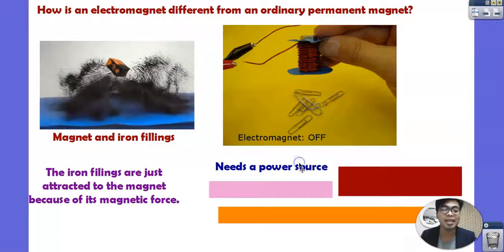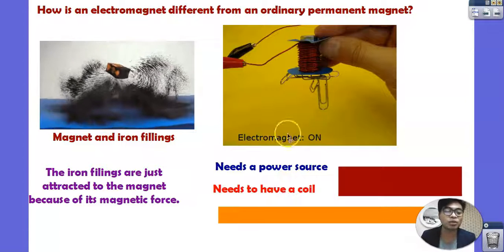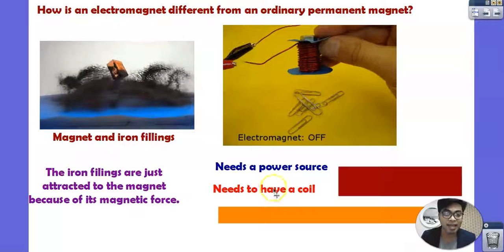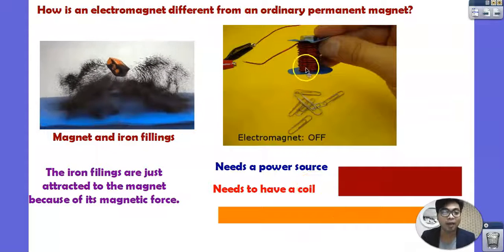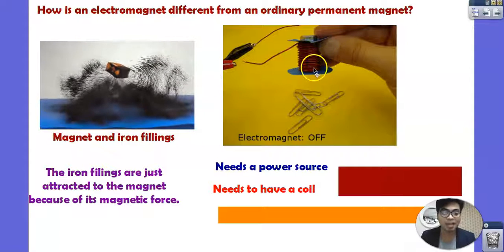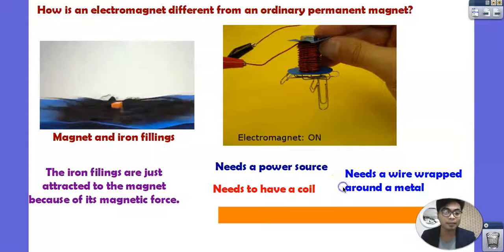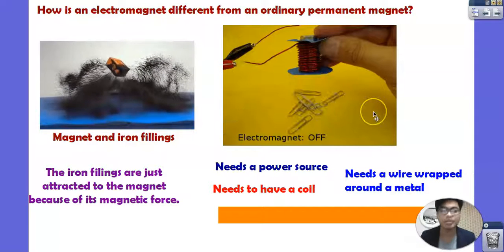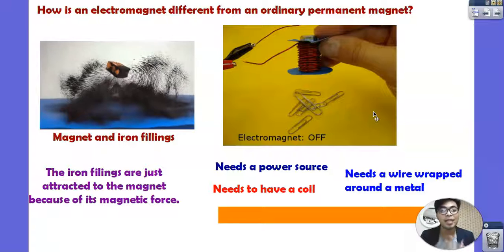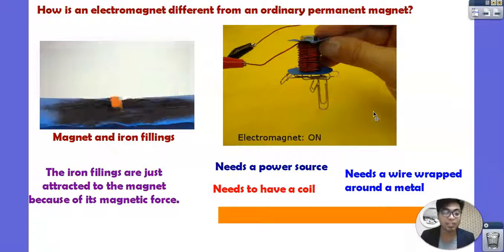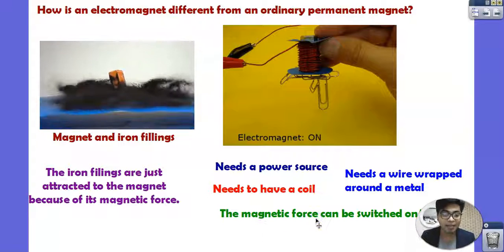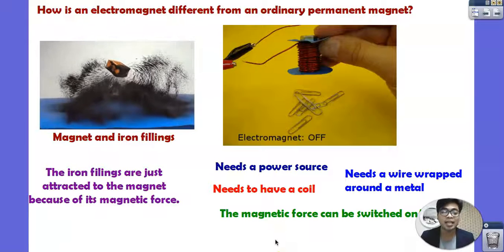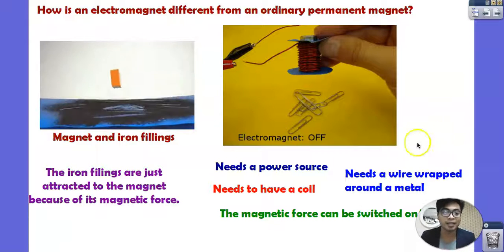What we need here is a power source. This one is connected to the power source. We also need a coil, and the coil is made up of a wire. It needs a wire wrapped around a metal, or sometimes we don't need a metal, but we need a metal to make the electromagnet stronger actually. And the magnetic force can be switched on and off. This is just the difference between these two.